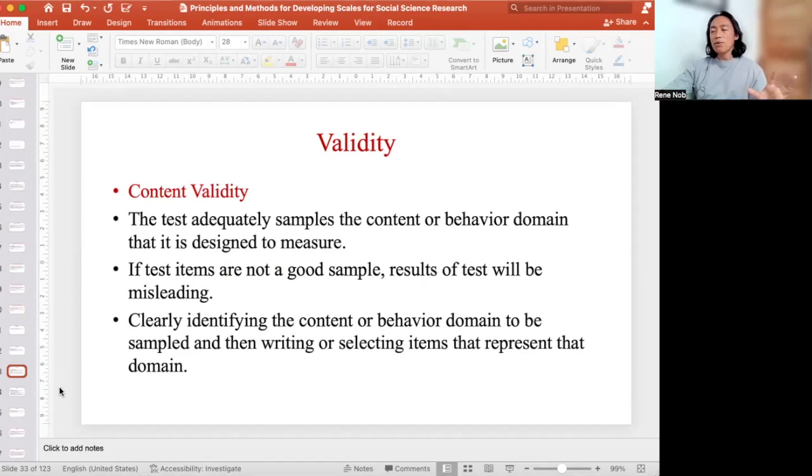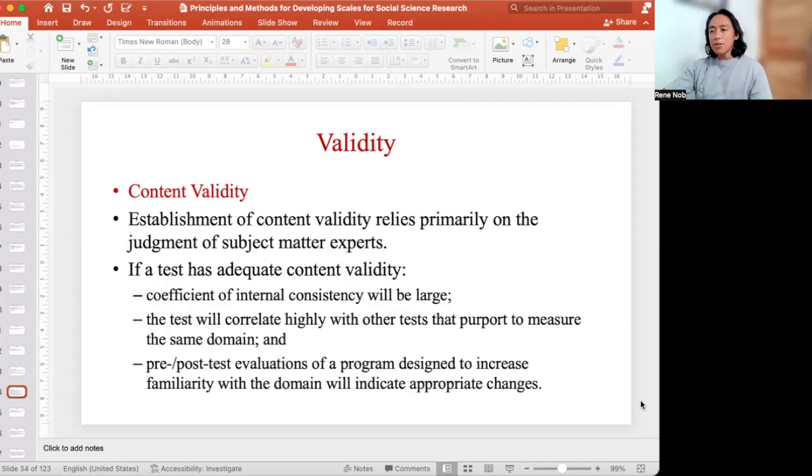So assuming that you already have that set of items, the development or the generation of those items must be guided by our clear understanding that we want to measure this particular construct, this particular variable, this particular domain, and that the items that I have selected and generated are a good representative sample of behaviors that might be manifesting the construct. The establishment of content validity relies primarily on the judgment of subject matter experts.